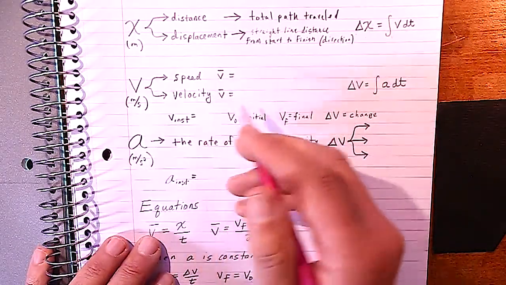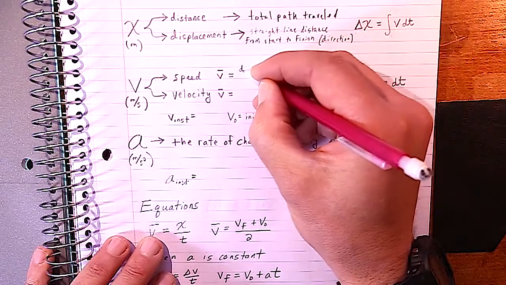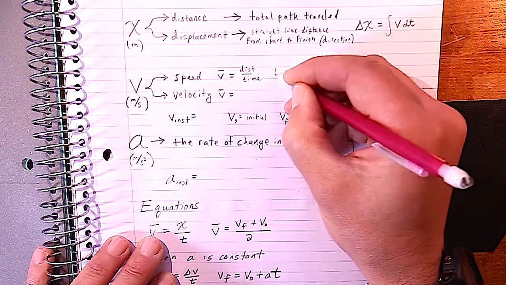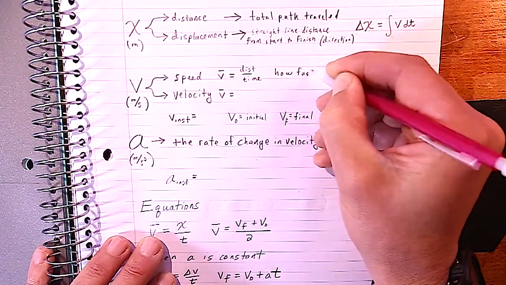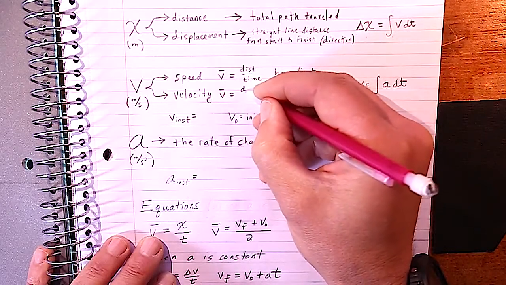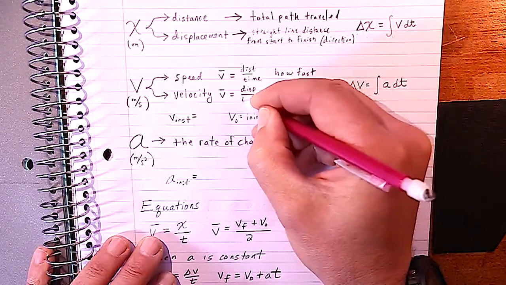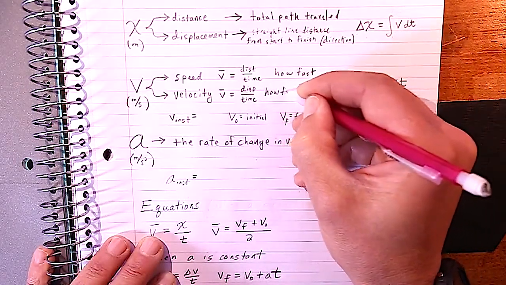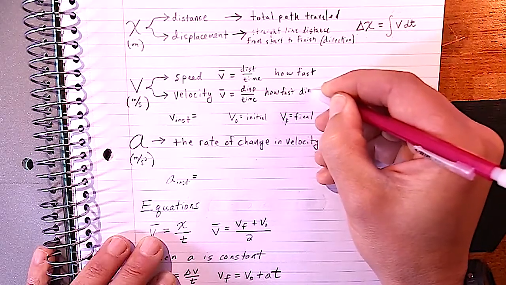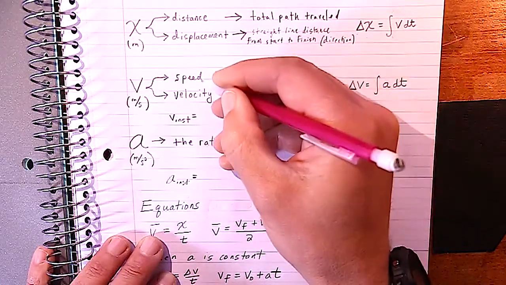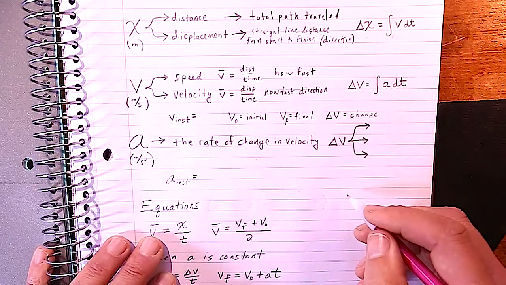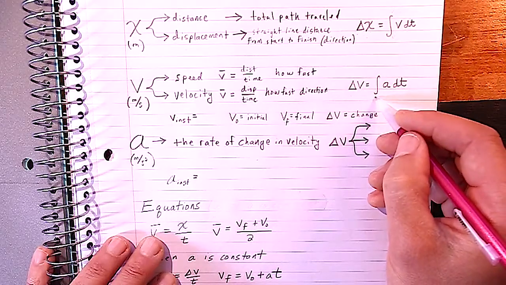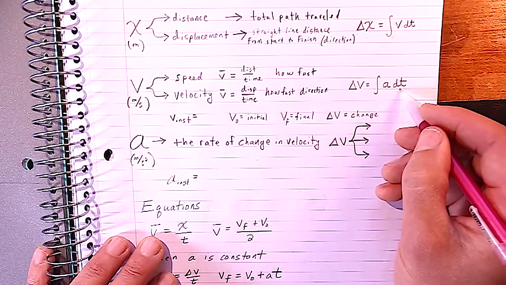v is either speed or velocity. Speed is defined as distance over time, and that just tells us how fast something is moving. Whereas velocity is defined as displacement over time, and that tells us how fast, but it also tells us direction. So speed is a scalar quantity, whereas velocity is a vector quantity. If we want to find the change in velocity, we take the integral of acceleration with respect to time.